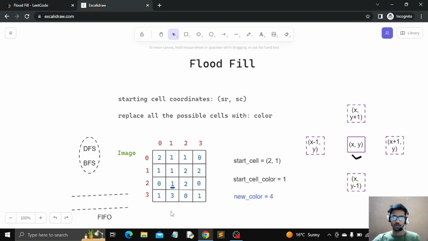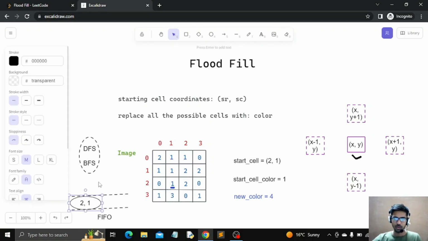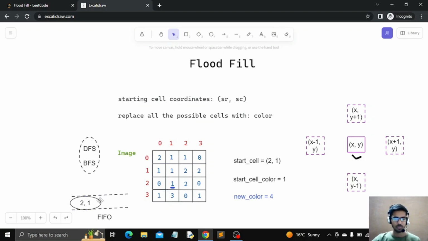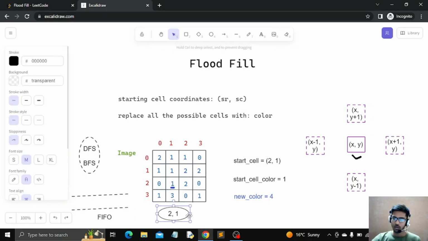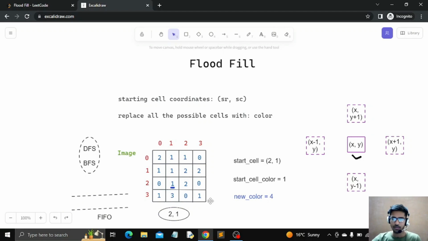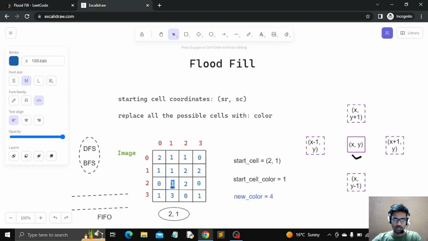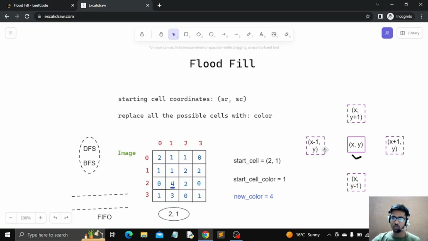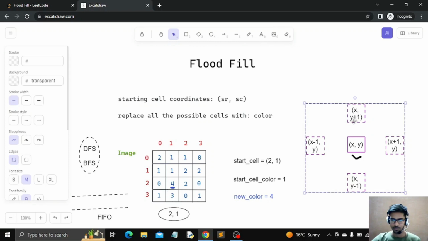Firstly, we will push the coordinates of the start cell in our queue. So the coordinates are 2 comma 1, and then we will one by one process all the cells present in a queue at a time. So as currently only one cell is present, 2 comma 1, so we will pop this cell out. We will color this cell with the new color given to us. So the value of this cell will become 4, and then we are going to one by one check all its neighbors, and if their initial color value is same as the start color value, then we are going to change their color also equal to the new color, and we will add them to our queue.